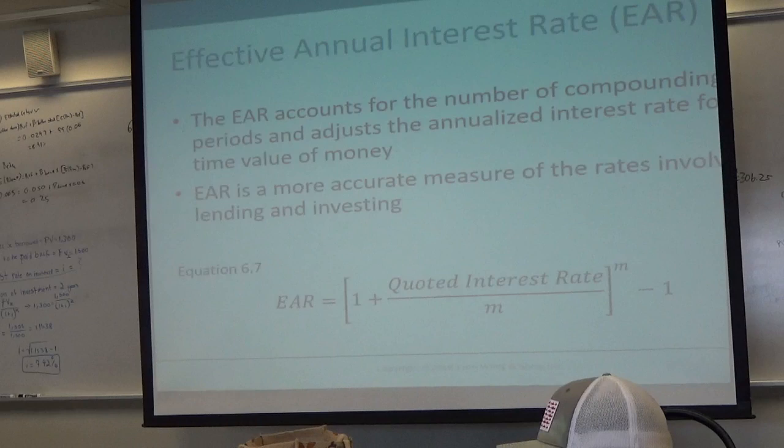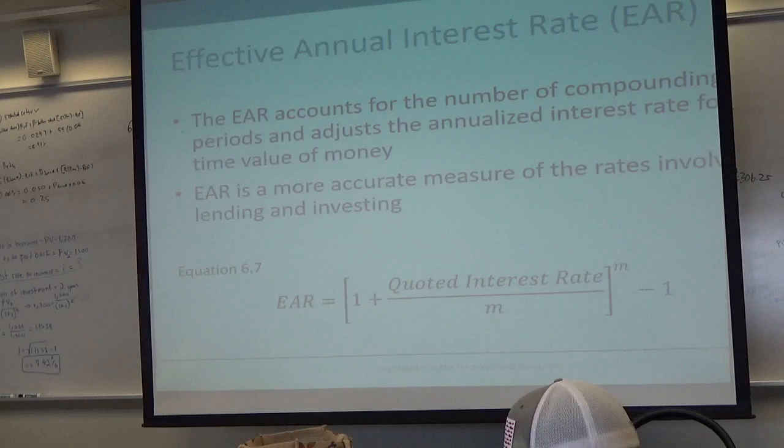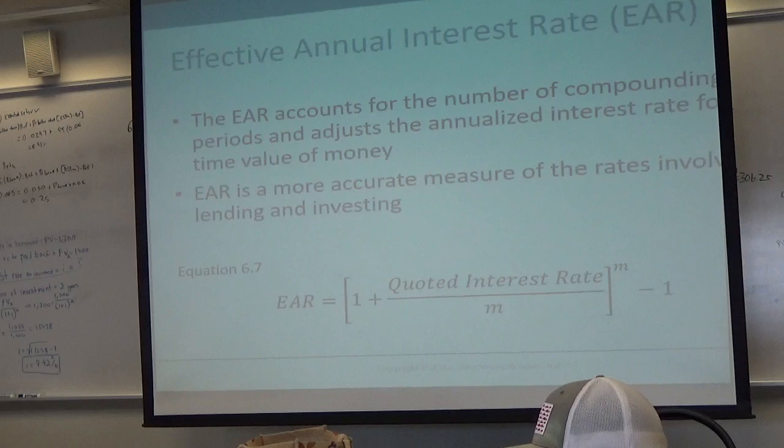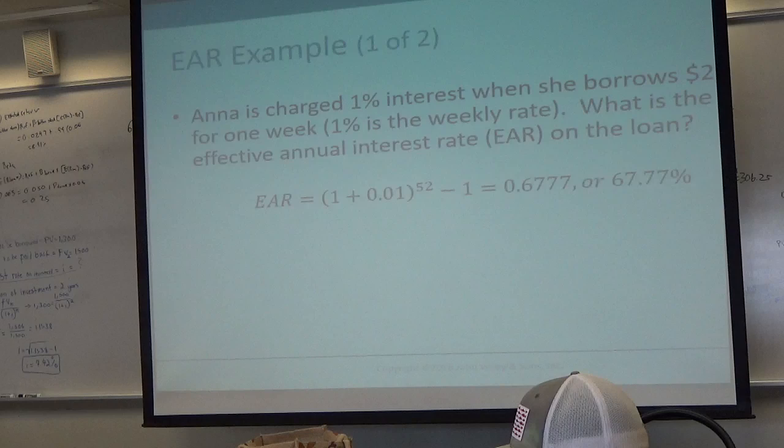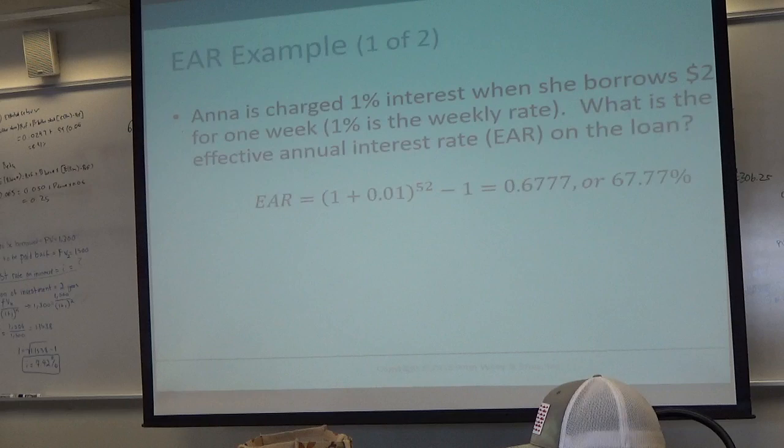Effective annual interest rate. EAR accounts for the number of compounding periods and adjusts the annualized interest rate for the time value of money. And it's more accurate of the rates involved in lending and investing. And here's the first of two slides of an EAR example, using 1% interest with $2,000 again for the first week.